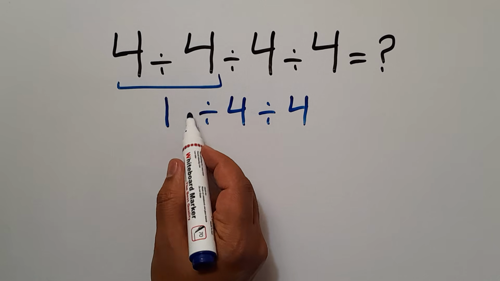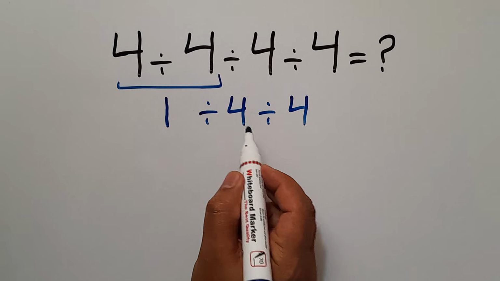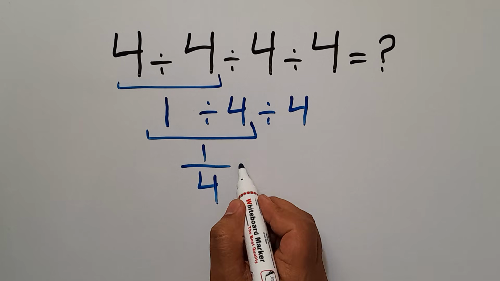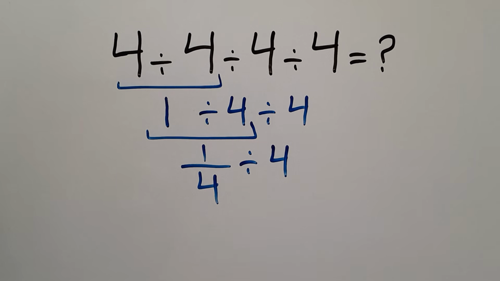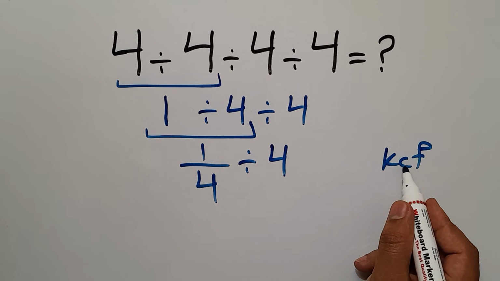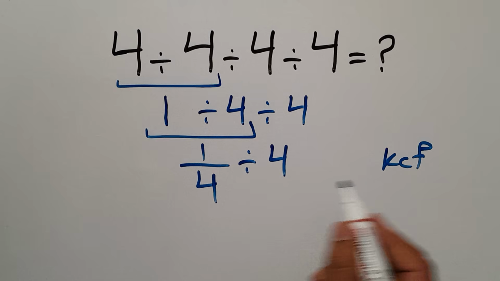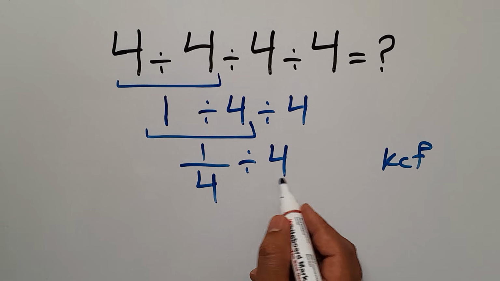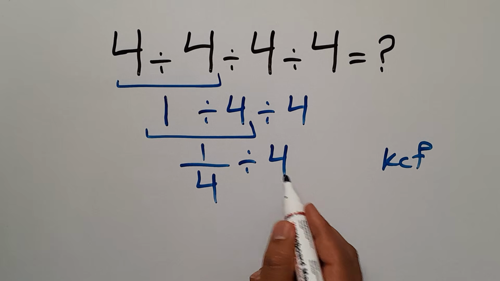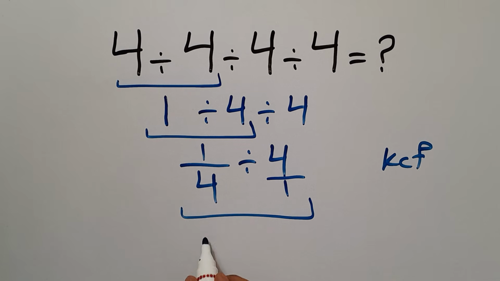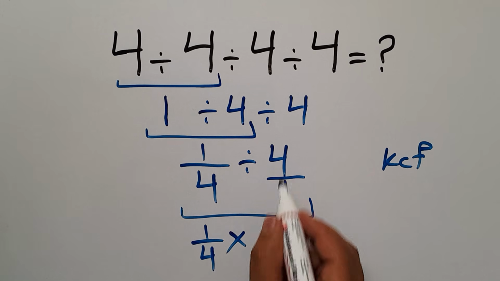Now we have to do this division: 1 divided by 4. We can write 1 over 4, then divided by 4. Now, according to the KCF rule, K stands for keep, C stands for change, and F stands for flip. Keep the first fraction, change division to multiplication, and flip the second fraction. Our second fraction is 4 over 1. So we can write 1 over 4, then times 1 over 4.